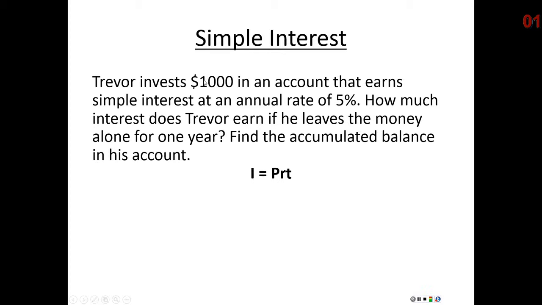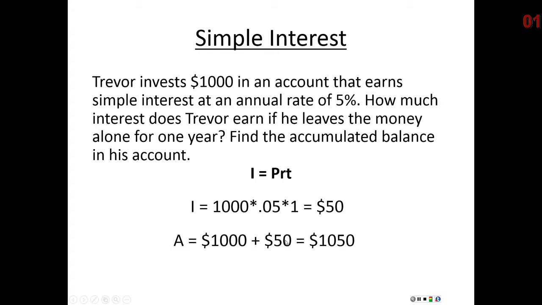So we're going to take the principal of 1,000, multiply it times the rate, which is 0.05, times the time, which is 1 year. And we get that the interest itself is going to be $50. Now we add that to the principal to give us the total amount, the accumulated amount, which we call A.